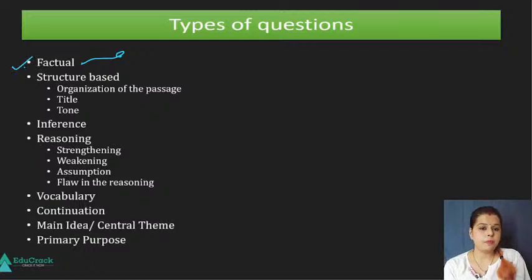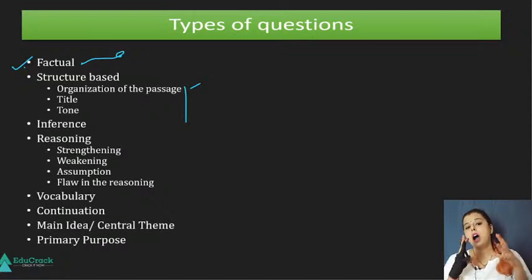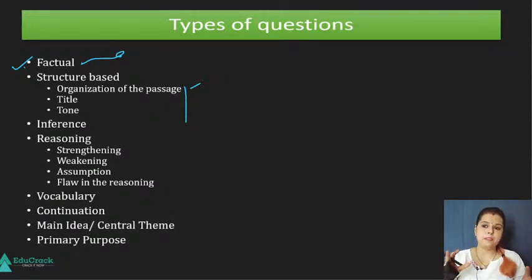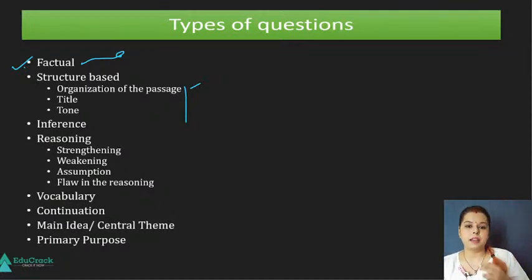Then we have structure-based questions. When we look at structure-based questions, there are three types. You can have something on the organization of the passage, where they ask you how the passage has been organized. For example, what is the role of second paragraph? What is the role of third paragraph? What is the relationship between the third paragraph and the first paragraph? What is the relationship between the second paragraph and the first paragraph?